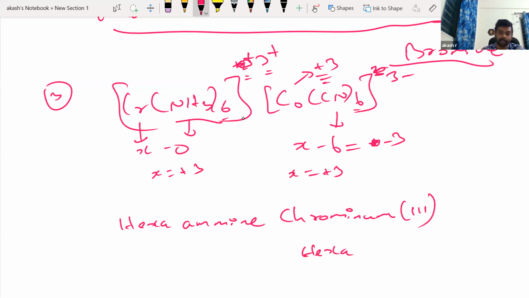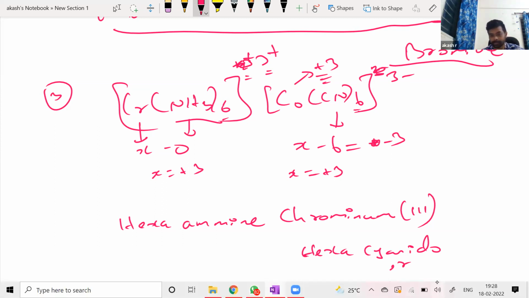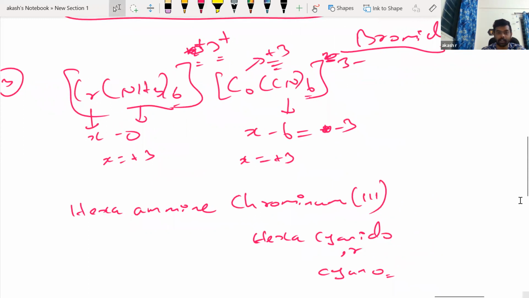We can write hexacyanido, or instead of cyanido, you can just write cyano also. That is also correct. Both cyanido as well as cyano are correct. So then cyano or cyanido, right? Hexacyanido. Then you go for the name of the central metal atom, that is cobalt, right?